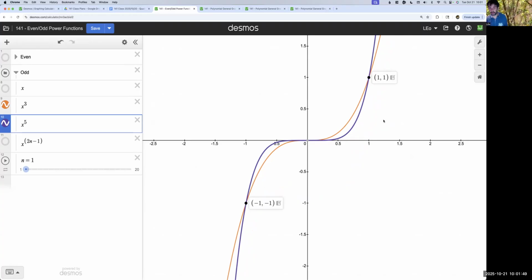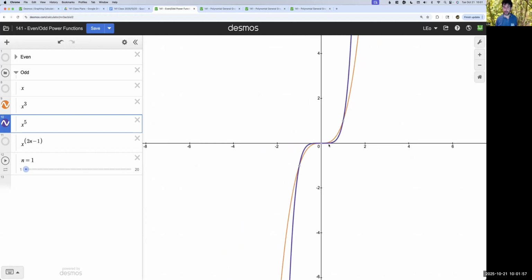The output values are all closer to 0 than they were for x cubed. And then outside of -1 to 1, the purple graph is getting larger more quickly, right? So at this value, let's say at x equals 1.1, the output is 1.89, whereas on the orange graph, right, we're significantly lower than that.